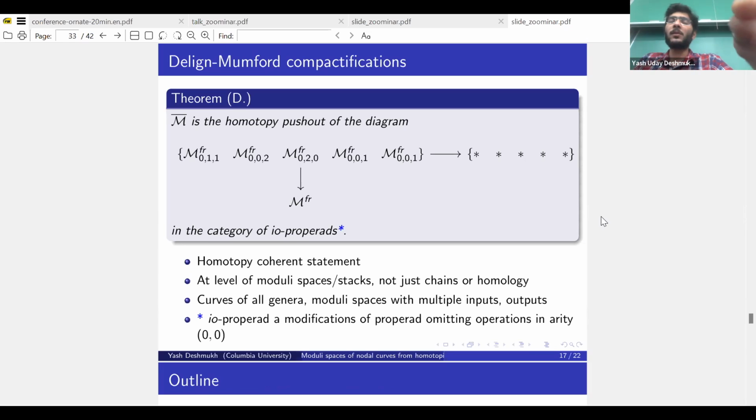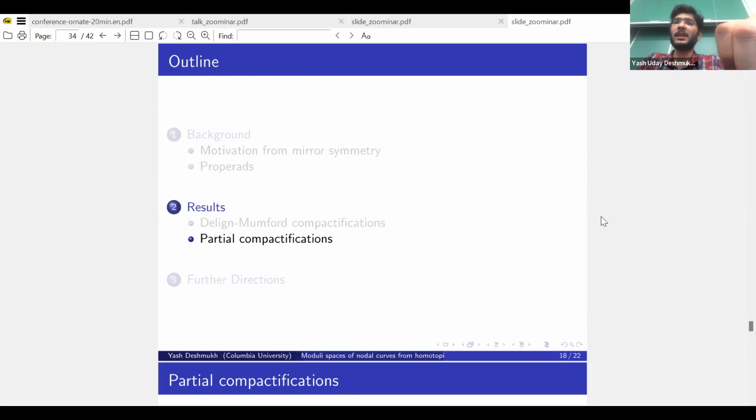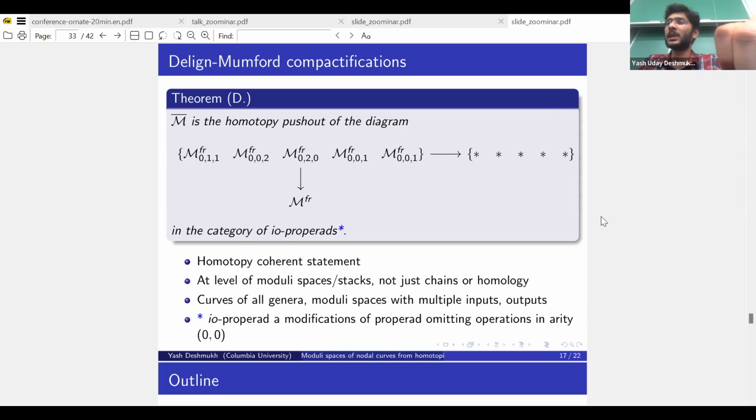This is just a small comment about a technical point, namely that this is a statement which is stated, at least in the paper, for something called IO operads, which are just small modifications of operads, but I'm not going to say much more about it now. So is there any question about the statement of the theorem?